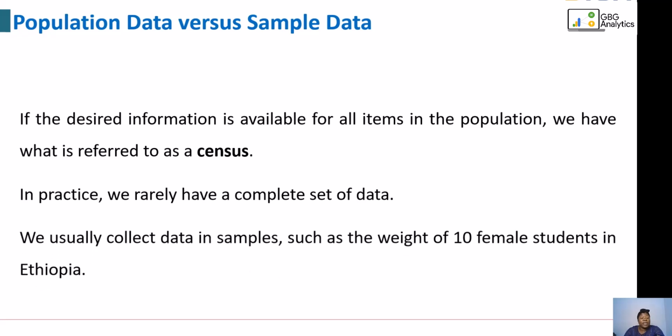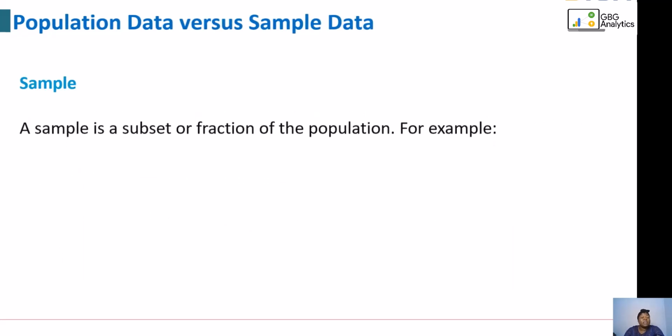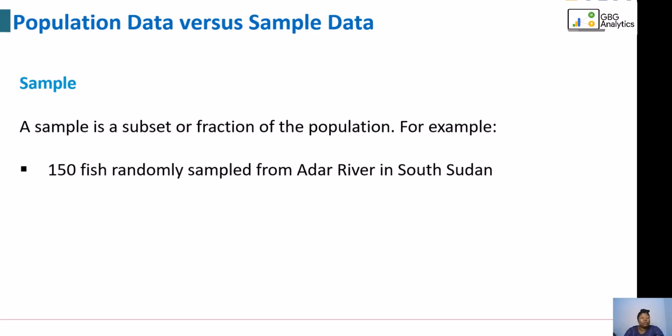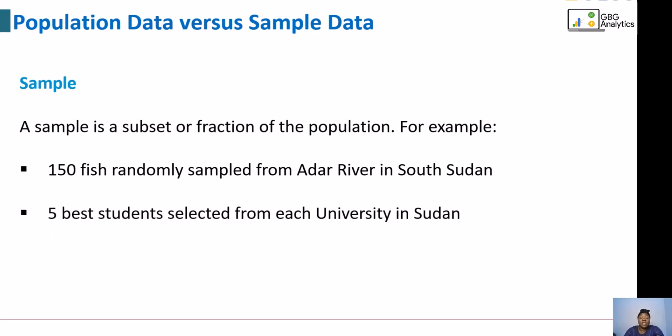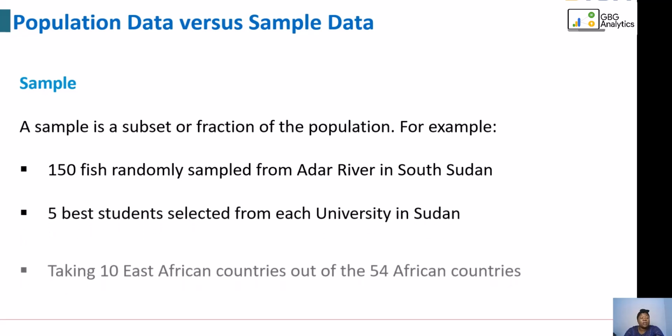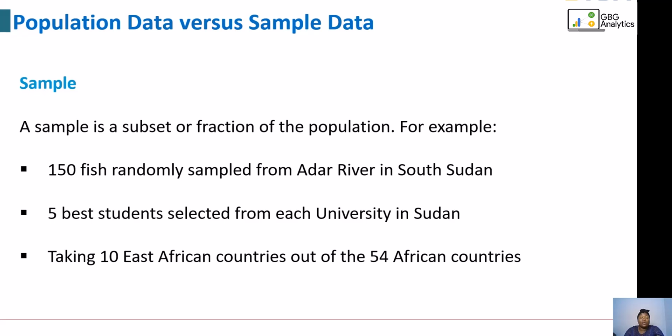So we usually collect data in samples, such as weight of 10 female students in Ethiopia. What is sample? A sample is a subset or a fraction of population. An example of this is 150 fish randomly sampled from Ada River in South Sudan, or 5 best students selected from each university in Sudan, or taking 10 East African countries out of 54 African countries.